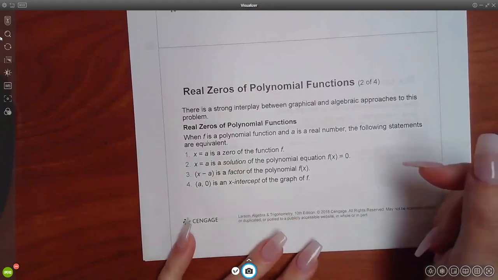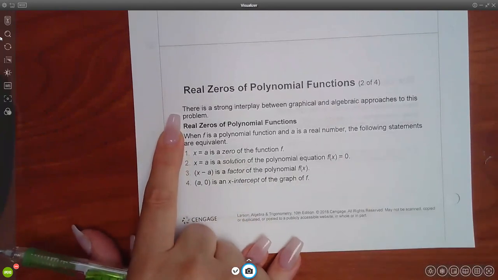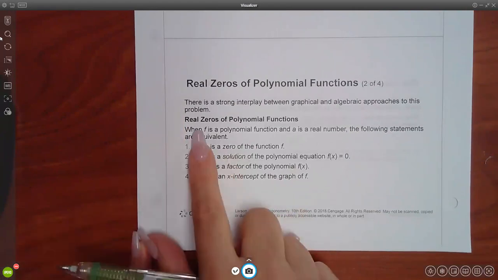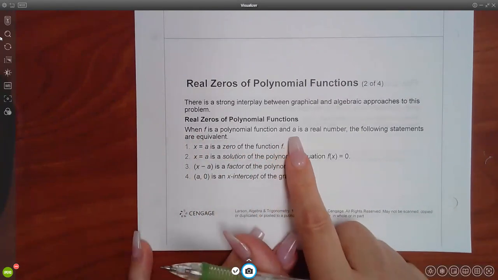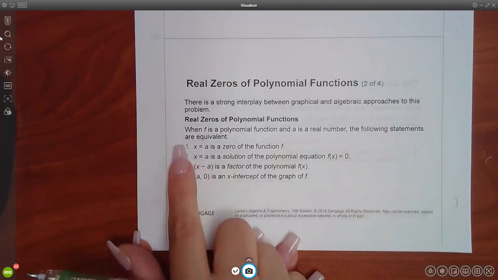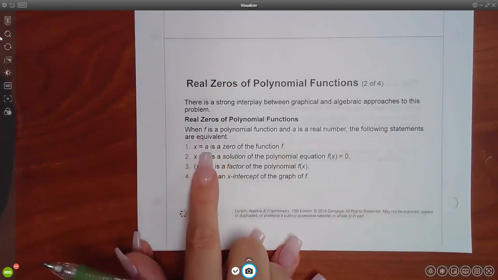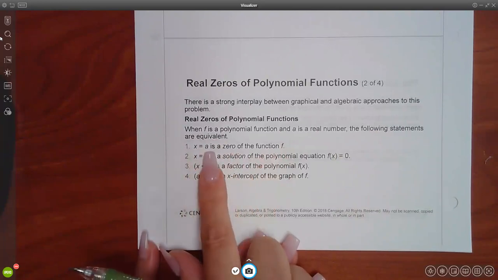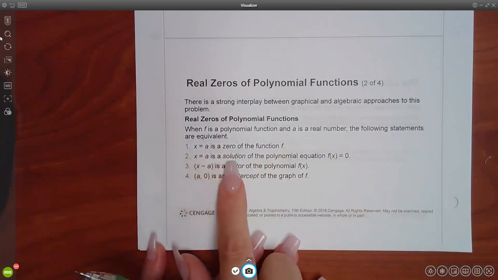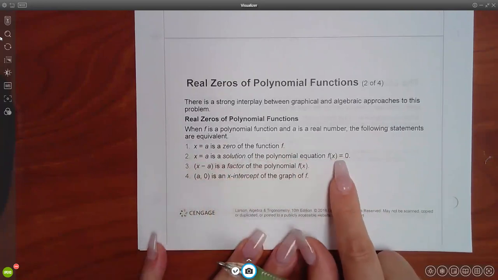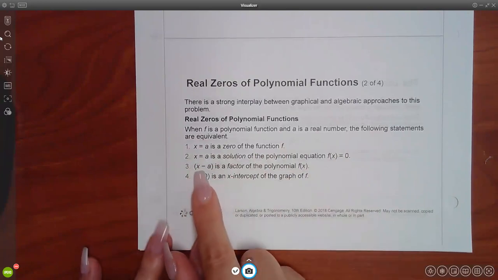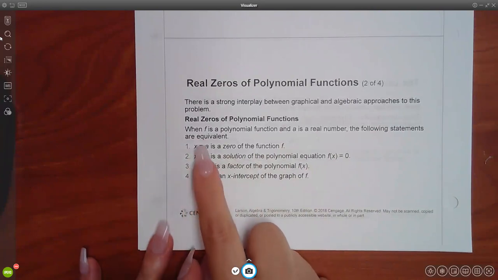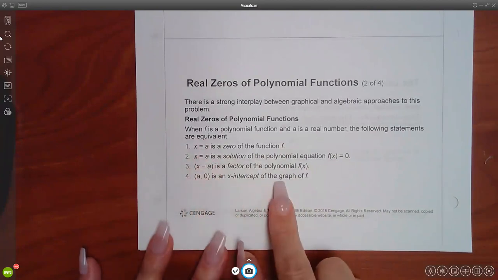So what else do they have for me? It says there's a strong interplay between the graphical and the algebraic approaches to this problem. When f is a polynomial function and a is a real number, the following statements are equivalent. x equal to a is a zero of the function. That means there's going to be an x-intercept when x equals a. x equals a is a solution to the polynomial equation being set equal to zero. x minus a is a factor of the polynomial function. And then the point a, zero is the x-intercept of the graph.